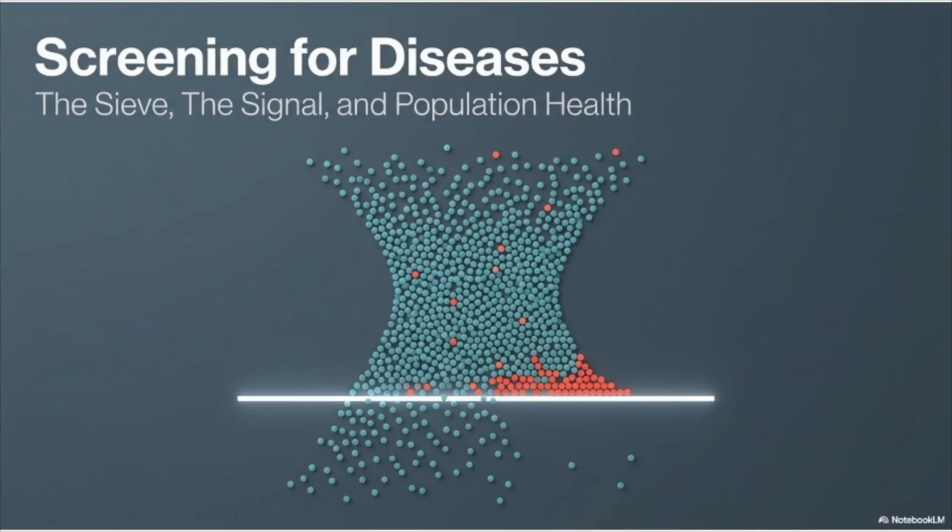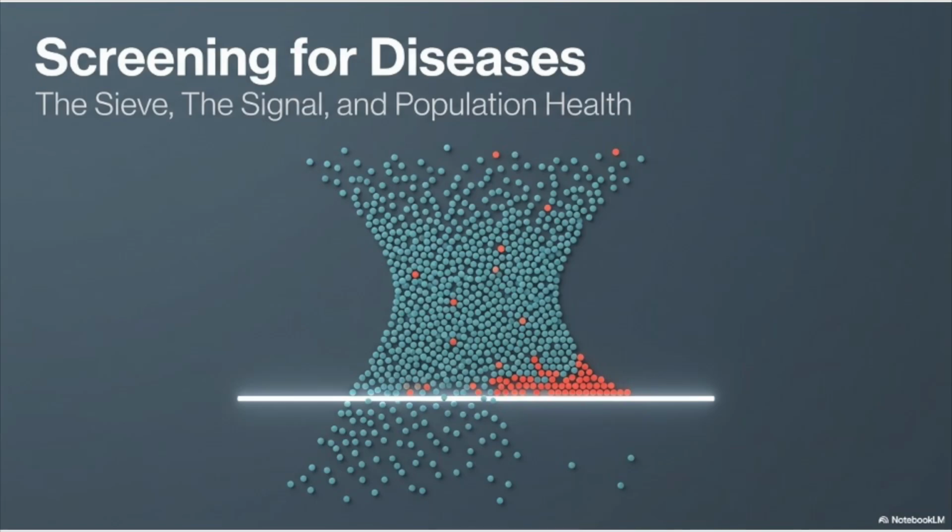Think about this for a moment. Many diseases like hypertension, diabetes, cervical cancer, breast cancer, and tuberculosis may remain silent for months or even years before symptoms appear. If we wait until symptoms develop, valuable treatment time may already be lost. So, how do we identify these diseases before they become clinically obvious?